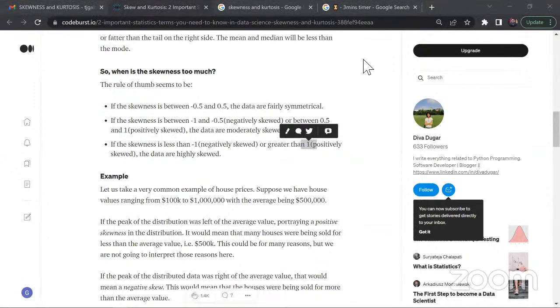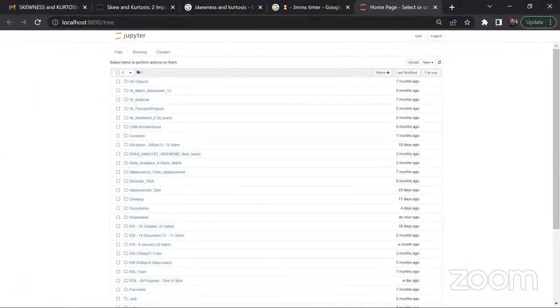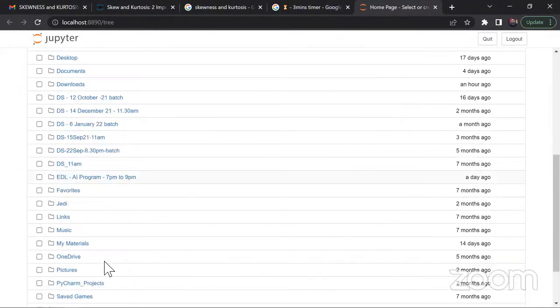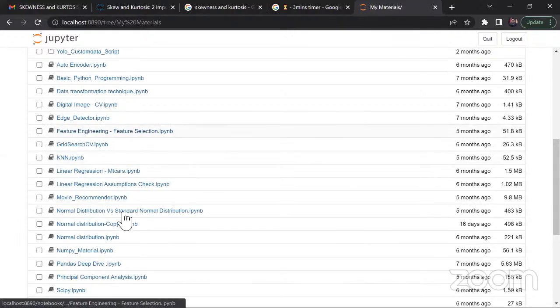There is a lot of mathematical calculation on how to do skewness and kurtosis, but since we are relying on Python, let me show you how to calculate it with Python. Let me get into it. This material is just for understanding purpose.